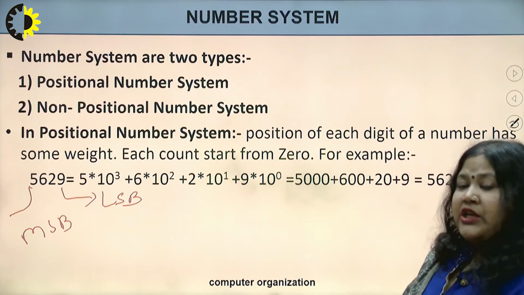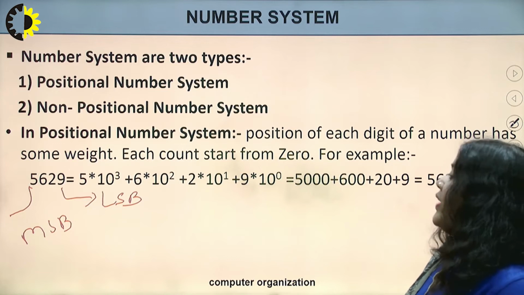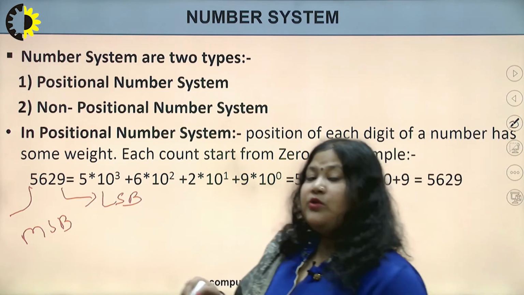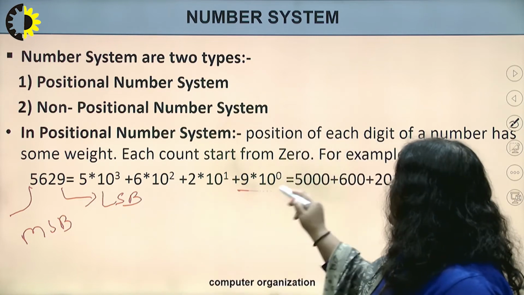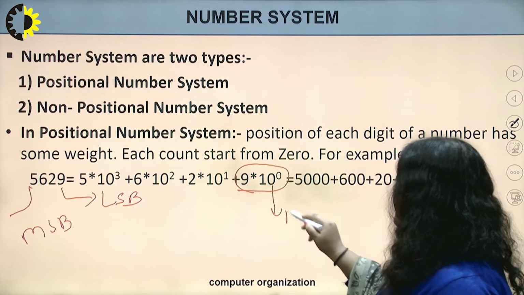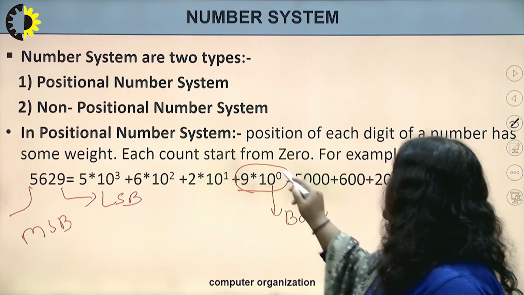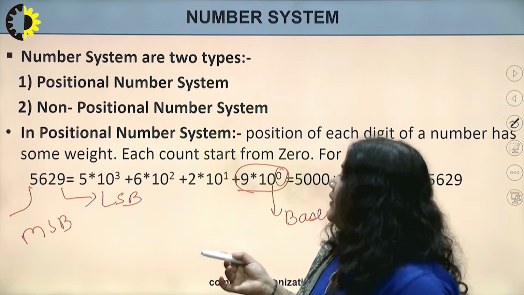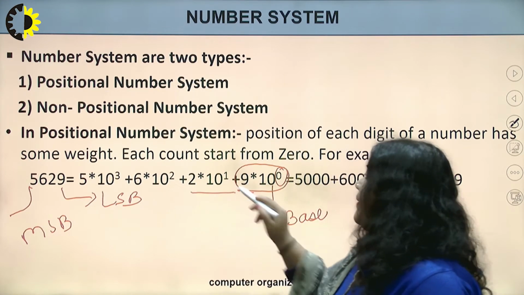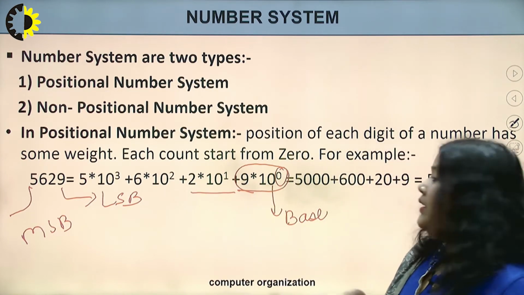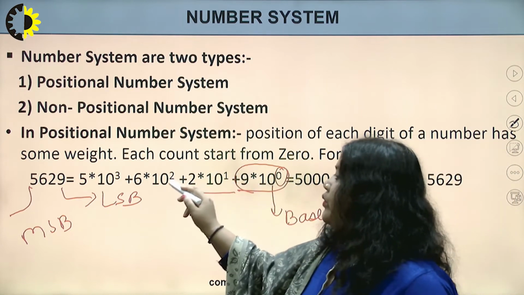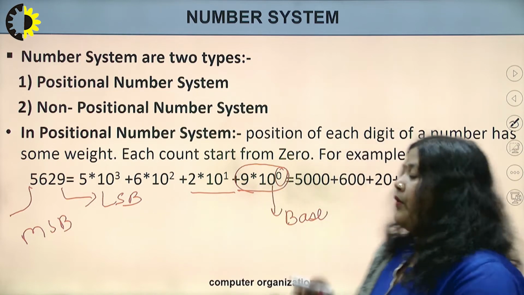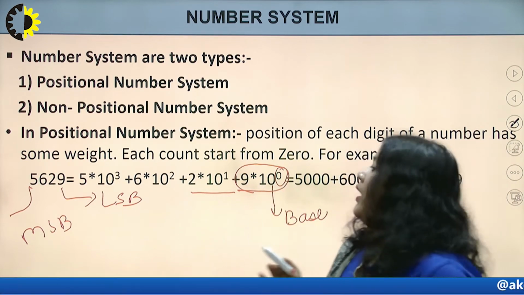In the positional number system, we initialize the 0 weight with respect to the base. So it is 9 multiplied by 10 to the power 0, where 10 is the base. The position starts from 0 at the LSB part. Now move on to the next digit, that is 2. 2 is multiplied by 10 to the power 1. The power keeps increasing by 1, from 0 to 1, 1 to 2, 2 to 3, from the LSB to the MSB.